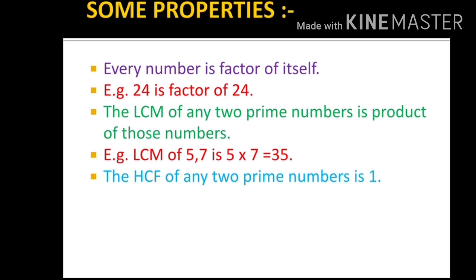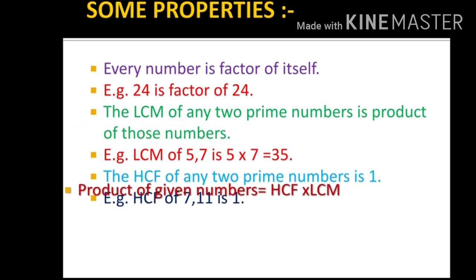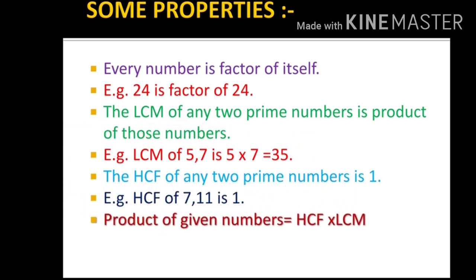The HCF of any two prime numbers is 1. For example, the HCF of 7 and 11 is 1. The product of given numbers is equal to HCF into LCM.